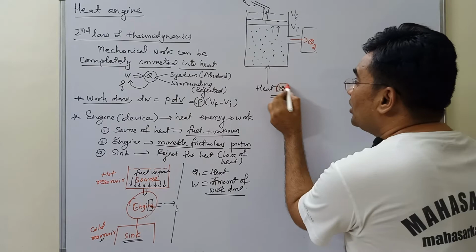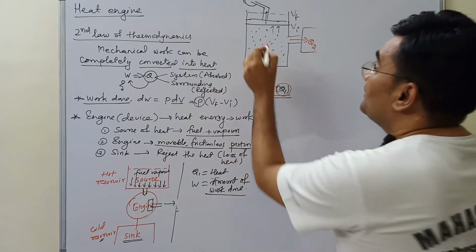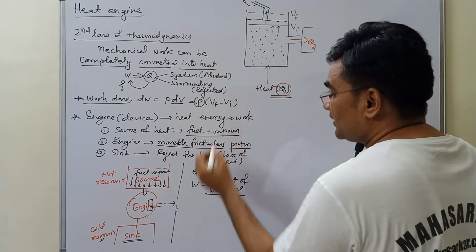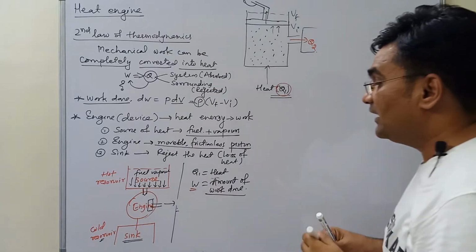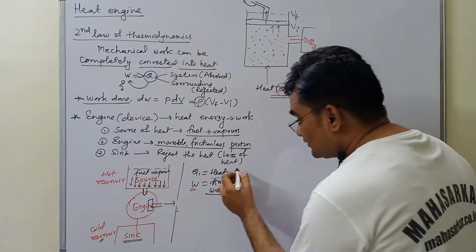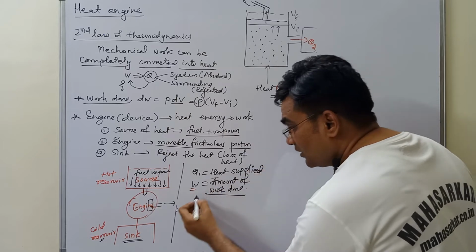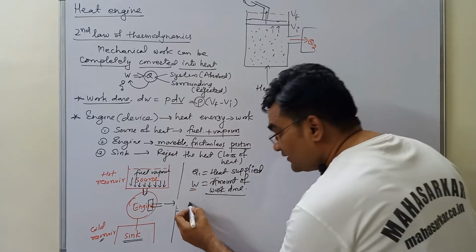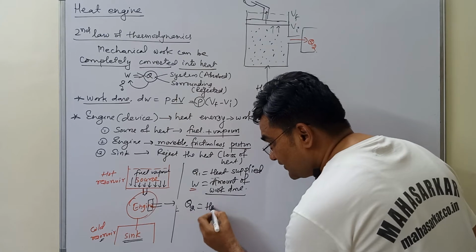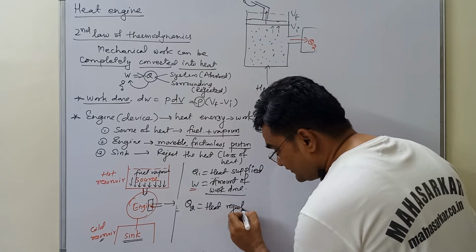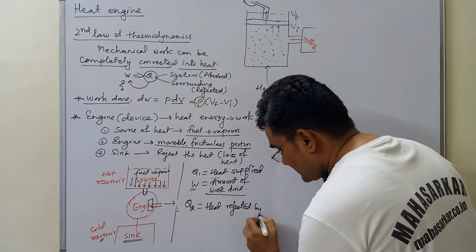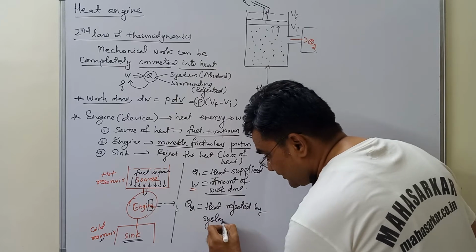So you had provided what? Q1 amount of heat. Because of that the piston moved, so it has performed work. W is the amount of work, and I will say heat supplied to the system is Q1. W is the amount of work done, and Q2 is the heat rejected by the system. Q2 is what? Heat rejected by the system.